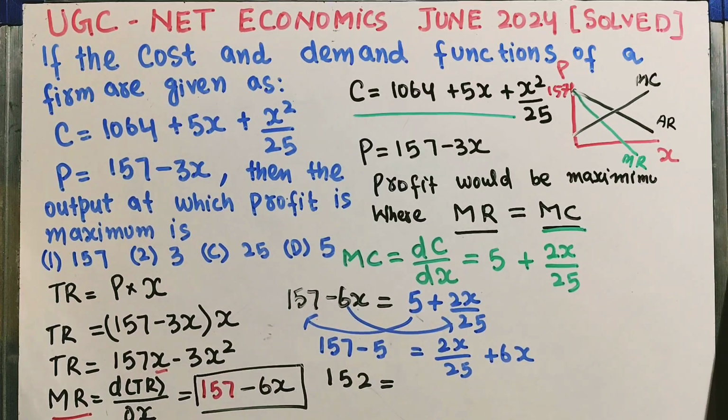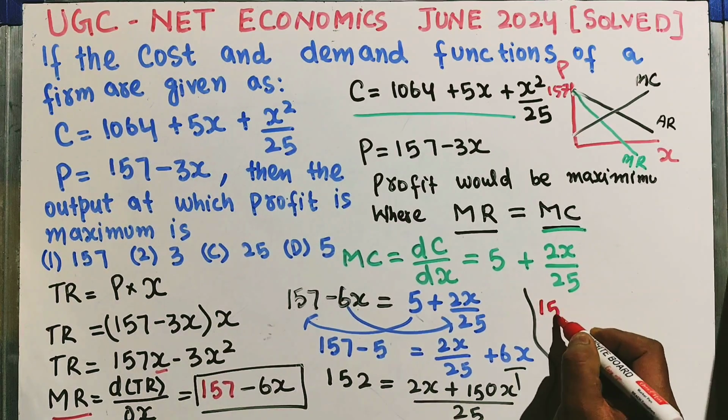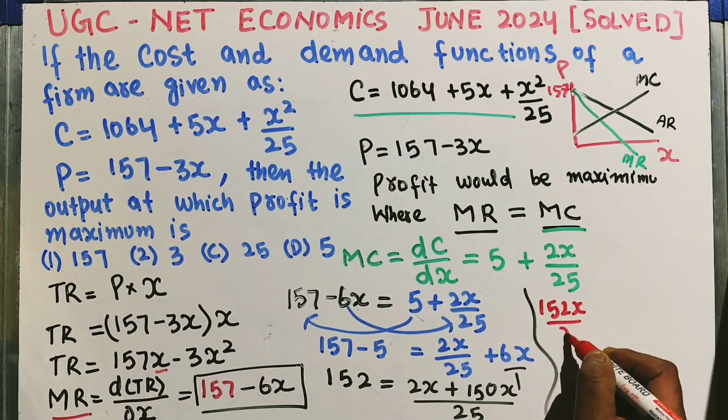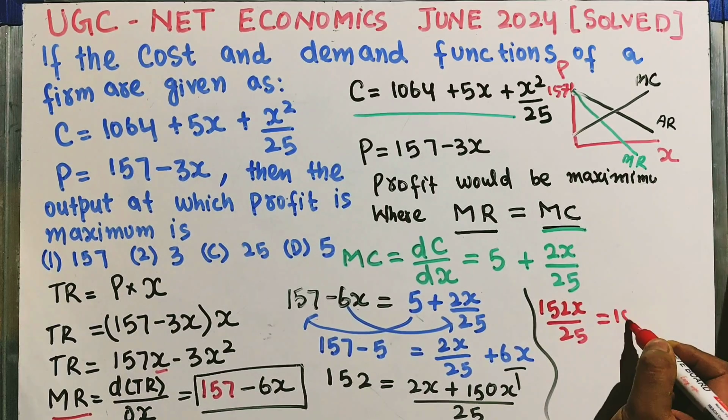Then let's do the cross multiplication. So we have here 2x plus 6x into 25. 6 5s are 30, 6 2s are 12, it becomes 150x. To this we divide by 25. So solving further, we have 2x plus 150x, which becomes 152x upon 25, which will be equal to 152.